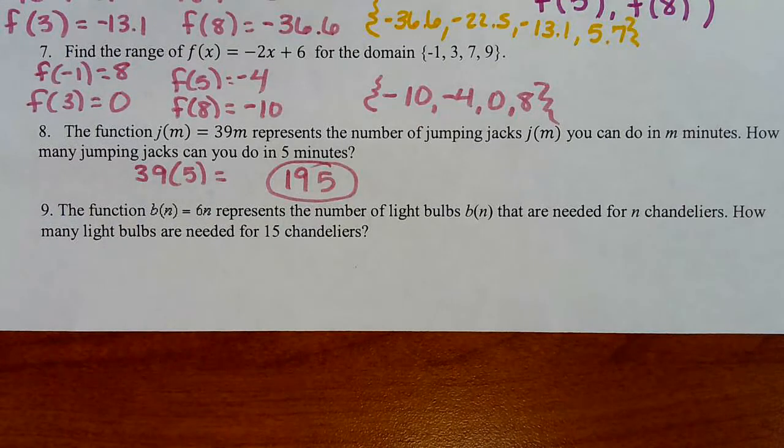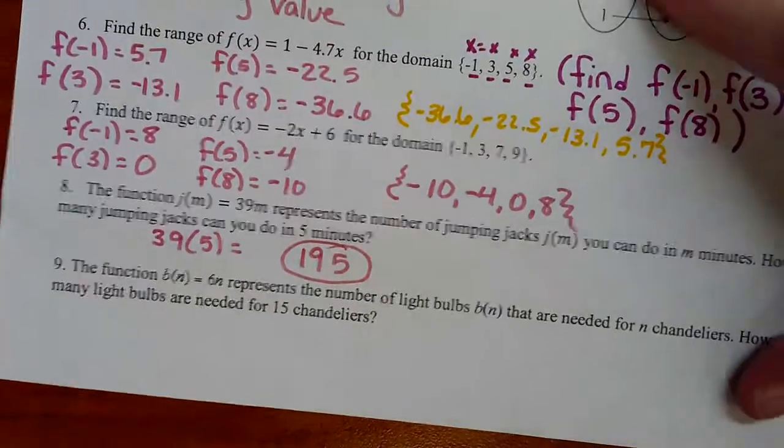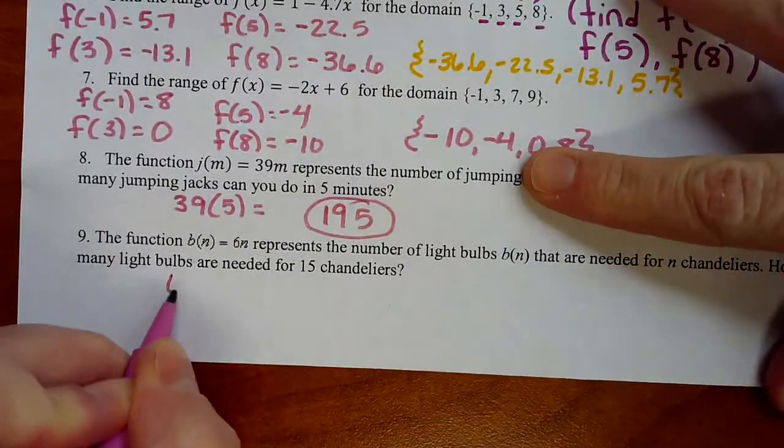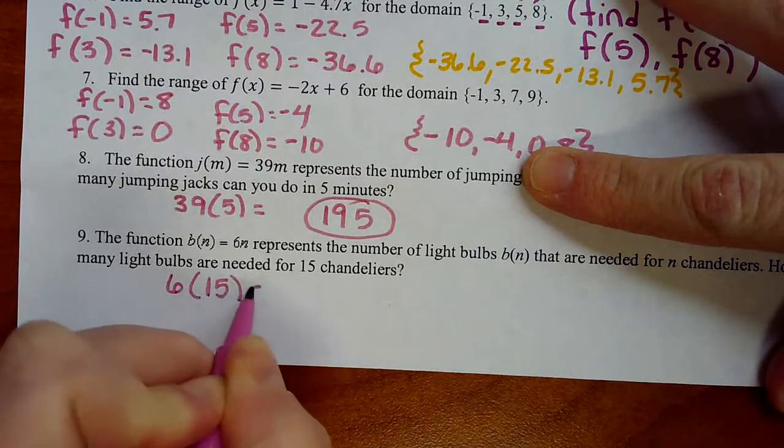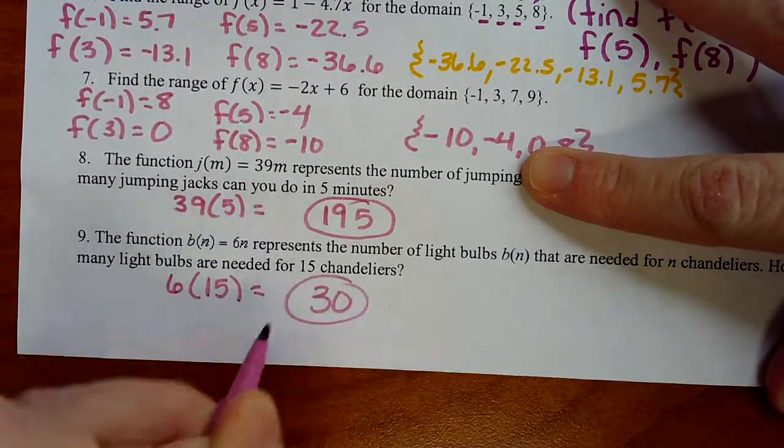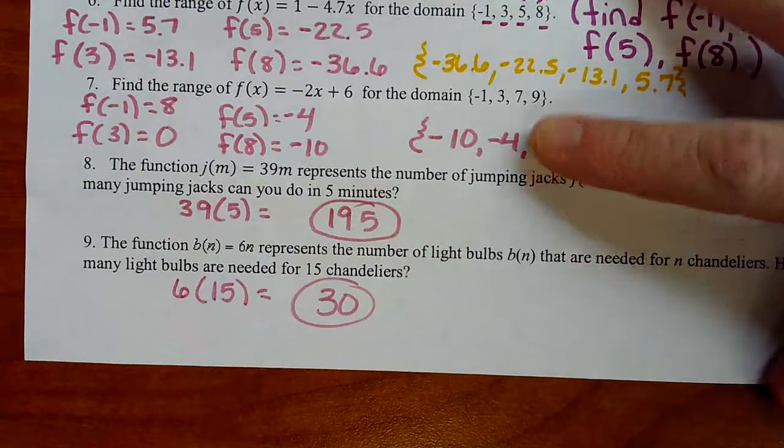Number 9 says that function represents the number of light bulbs that are needed for chandeliers. How many light bulbs are needed for 15 chandeliers? So you should take 6 times 15, and you get 30. And you can write 30, or you can write 30 light bulbs.